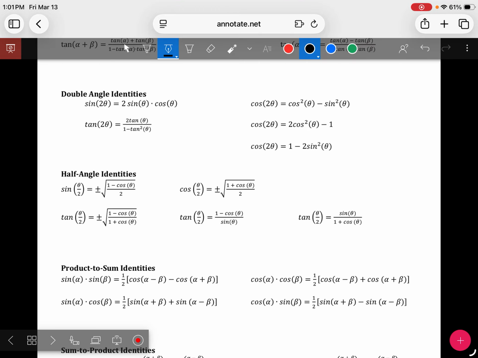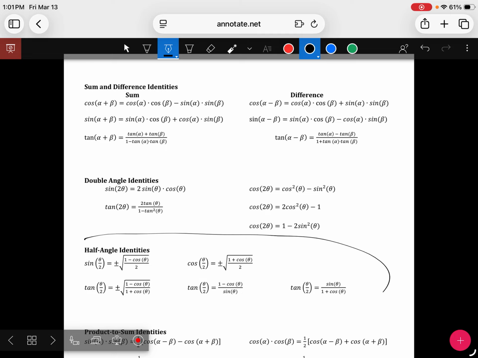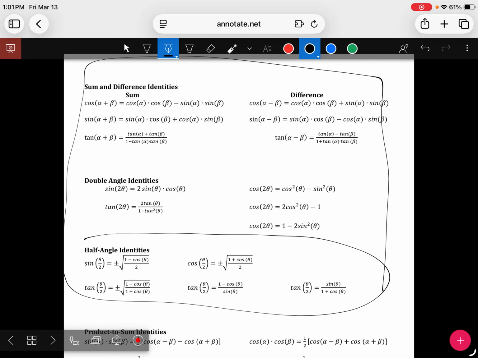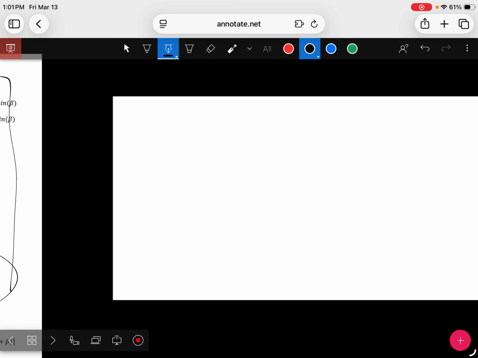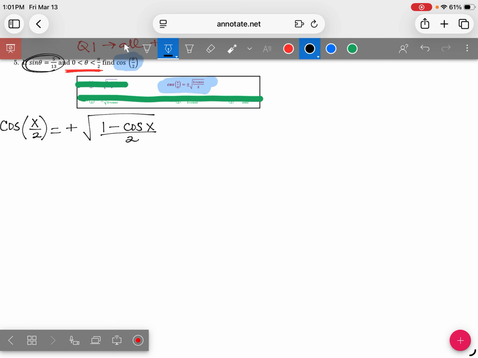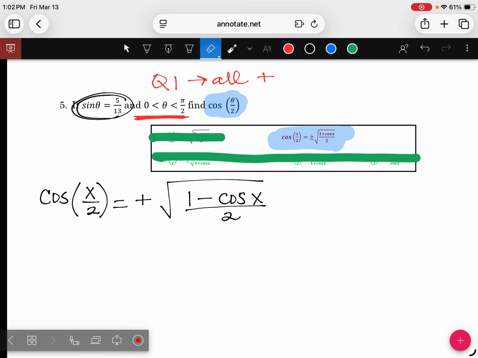And remember, let me go back. You will get this formula, like you get all of this. It's already attached to the test. You do not have to memorize it. It's given to you. All right. So they told us sine, but in order to do this identity, I need a cosine. If they told me cosine, I could go right to it, but I don't know cosine. I have to find it.